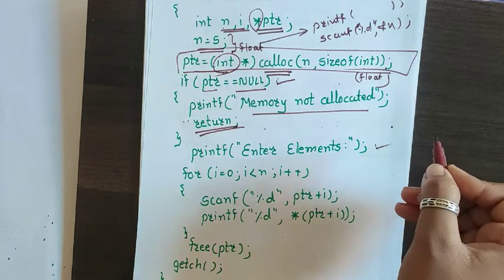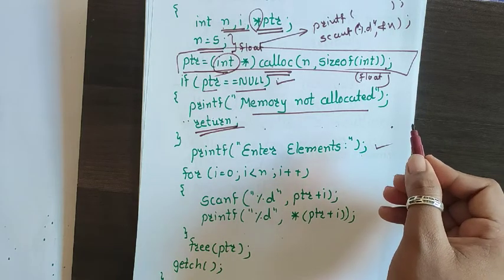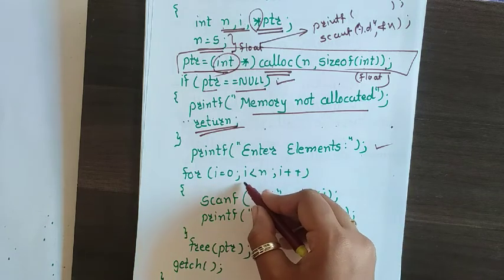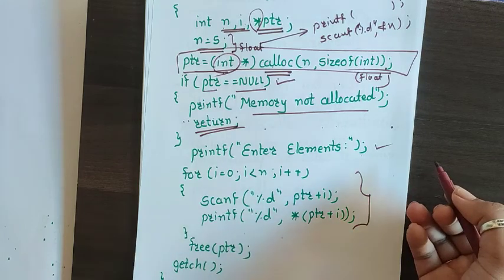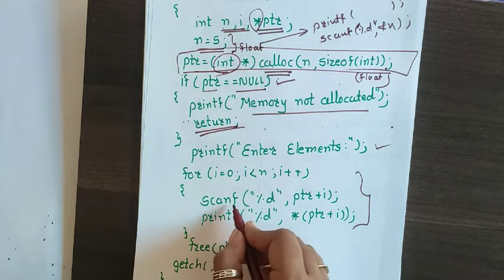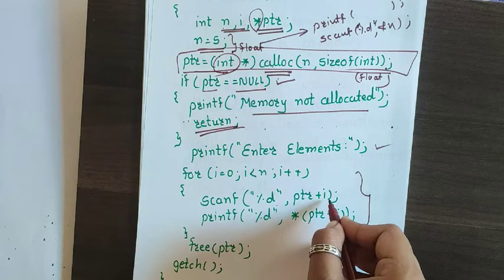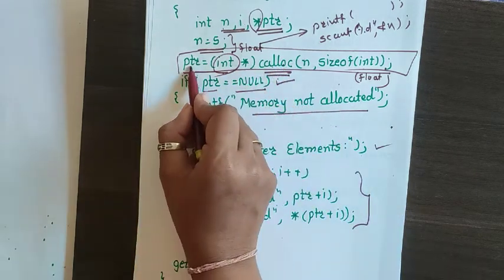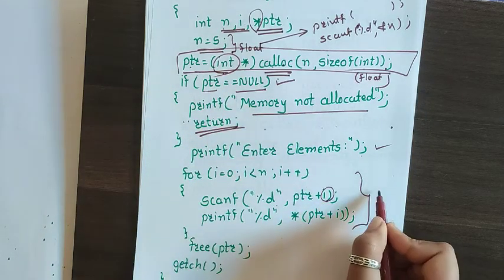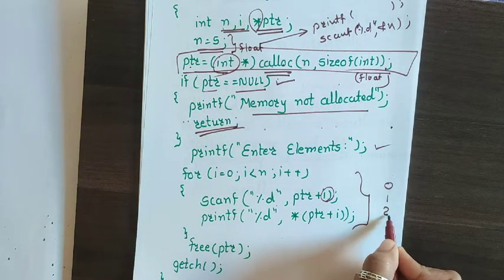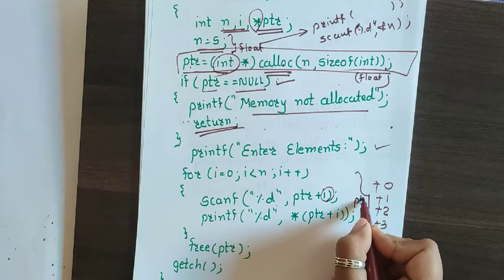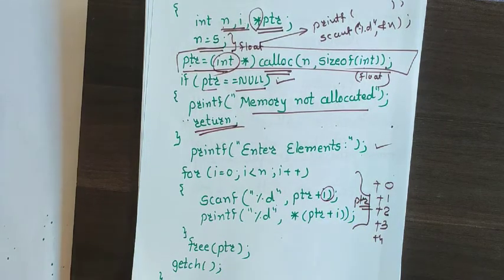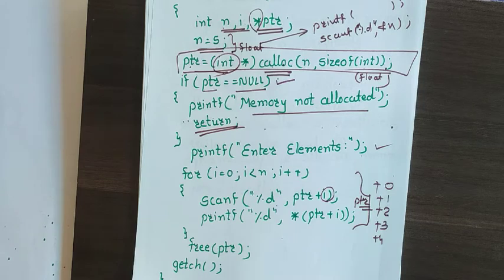So printf "enter the element", just a message for the user. Then I'm applying a for loop for i equal to 0, i less than n, i plus plus. These things are similar to our previous example. I'm scanning the data with %d, ptr plus i, that means whatever memory location is given to this value, plus i. First it will be 0, then 1, 2, 3 and 4. So this would be added to your value of ptr. So ptr plus 0, ptr plus 1, ptr plus 2, ptr plus 3 and ptr plus 4, right?